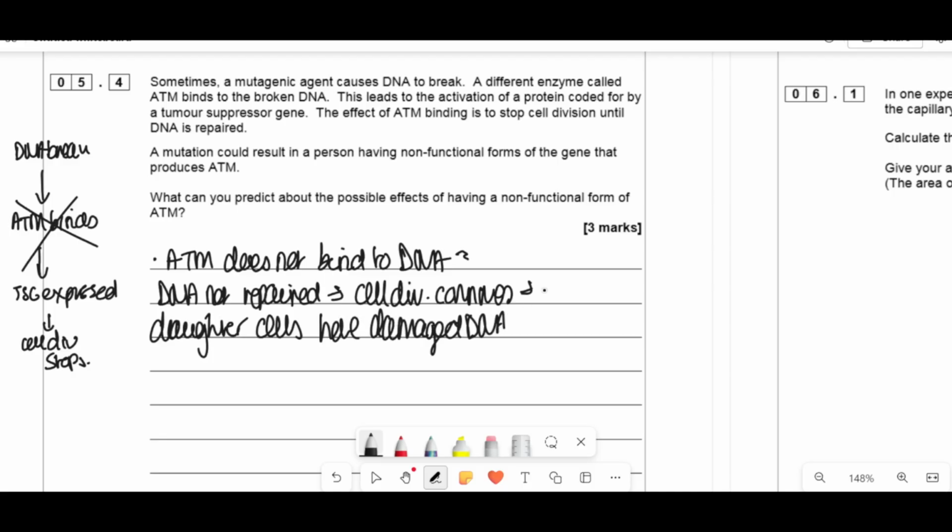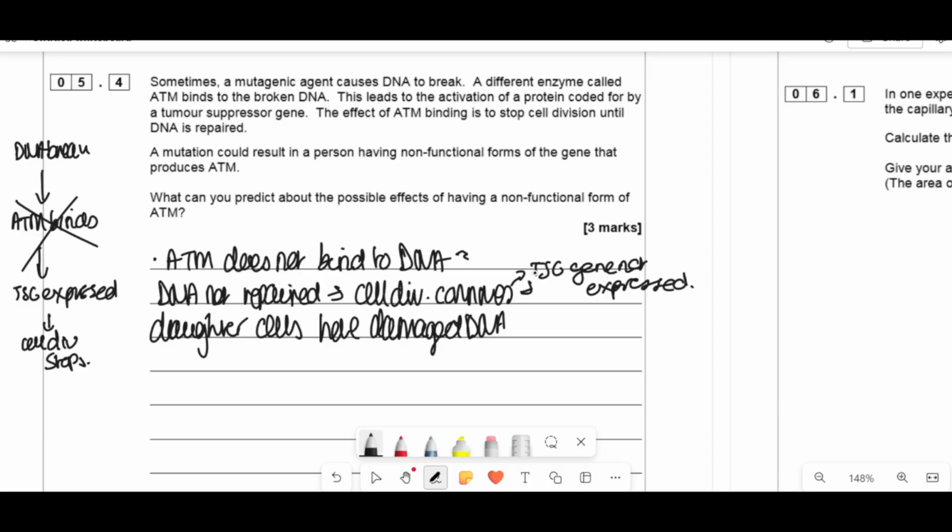Oh, and the reason cell division continues is because DNA is not repaired. Cell division continues because the tumor suppressor gene is not expressed, right? And there you go. You could talk about increasing the risk of tumors as well, but the question's not really told you immediately that cancer's happening as a result. So talk about the steps here, if that makes sense.